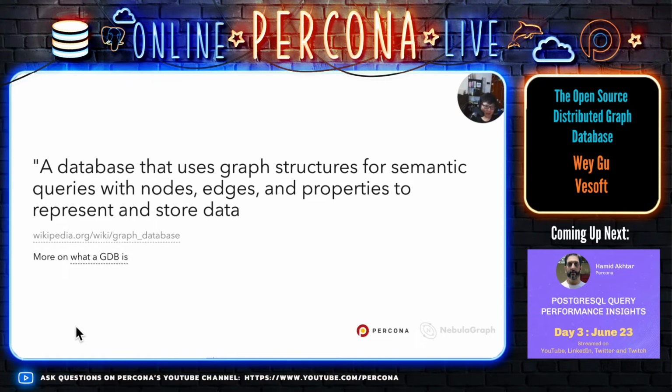So I'm quoting the definition from Wikipedia here. Basically, a graph database is a database that persists a graph in a graph structure, and also semantically queries the data in a graph pattern. And when we are saying graph, we are actually talking about the nodes, the edges, and properties. We already know that in math, a graph refers to the vertices and the edges. But what are the properties? It's actually just key and value attached to them. And I will dive into that later.